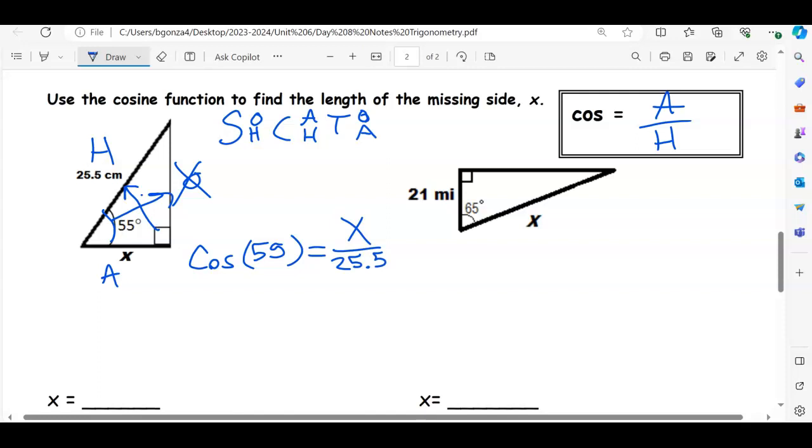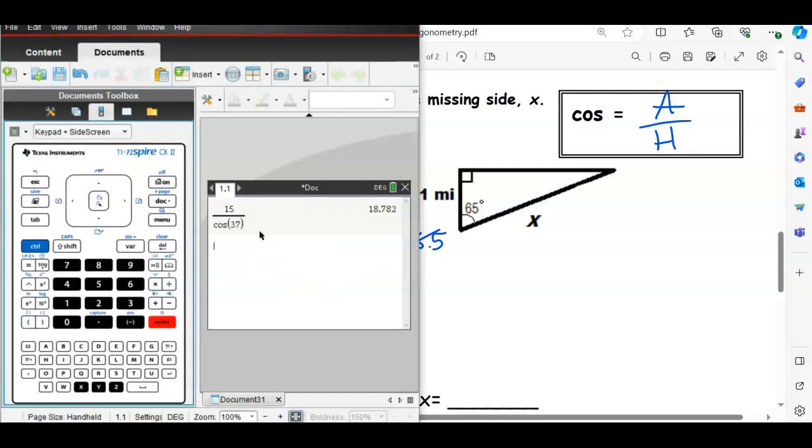Now, you might remember from last class, Friday, this is not like the warm-up because X is on top. It's being divided. What's the opposite of dividing? This is when we multiply to get X by itself. So times the denominator, 25.5, cancels it out. And on the left side, times 25.5. Can you type in your calculator cosine 55 times 25.5? Let's try it.